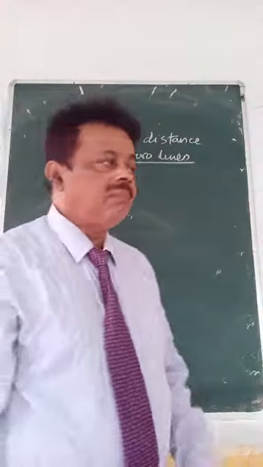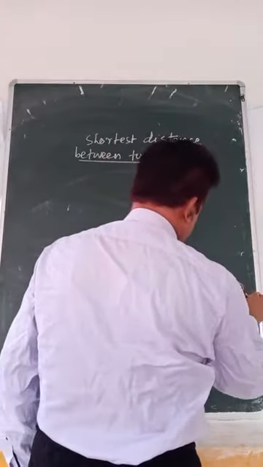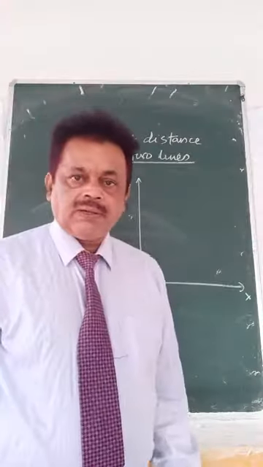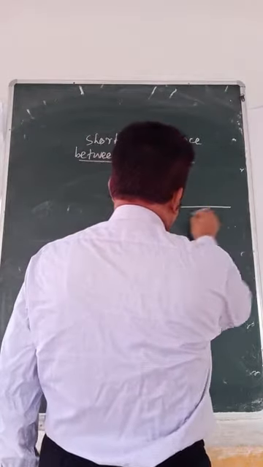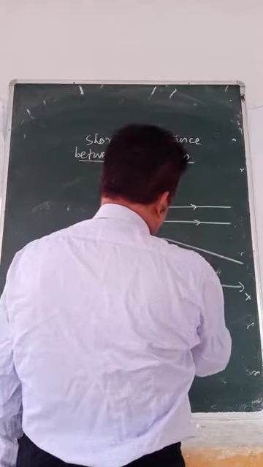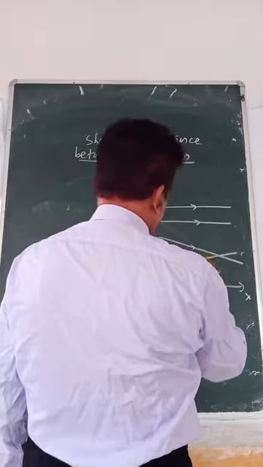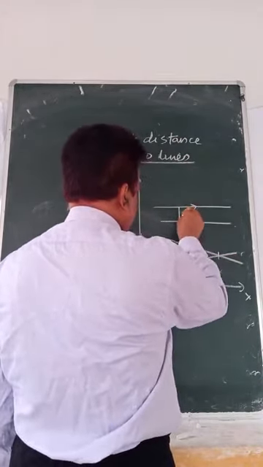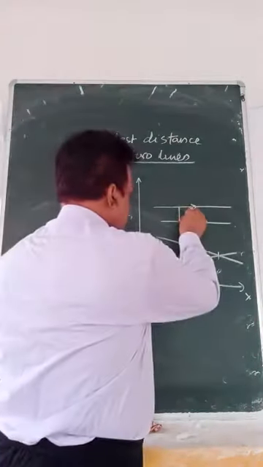First, you consider one plane. Consider there is XY plane. One plane I have taken. Okay. So in one plane, either the lines will be parallel or they will be intersecting. So here the shortest distance is the perpendicular distance between two lines, that is D.